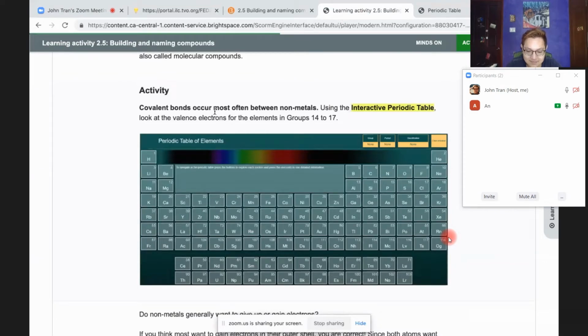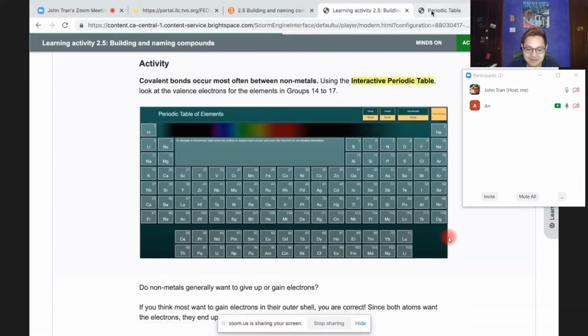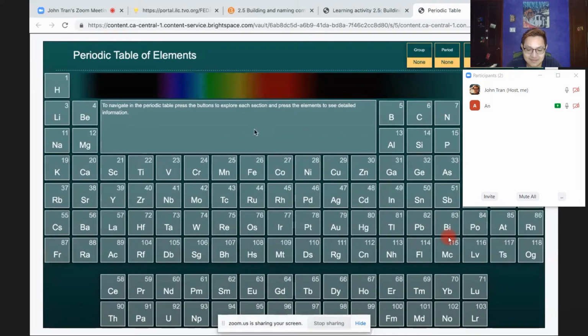Covalent bonds occur most often between nonmetals. Using the interactive periodic table, look at the valence electrons for the elements in groups 14 to 17. So, 14.